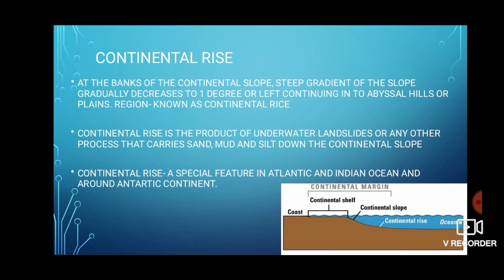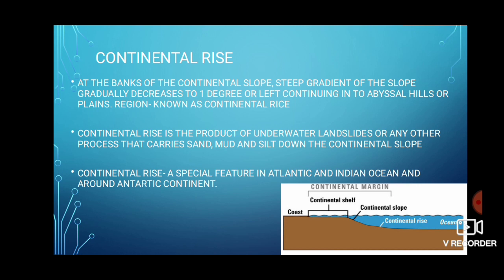And this portion of the sea floor with very gentle slope, with much amount of sediments, we call continental rise. So continental rise is the product of the underwater landslide or any other process that carries sand, mud and silt down the continental slope. The continental slope is a very conspicuous feature in Atlantic and Indian Ocean. It can be also found in and around the Antarctic continent.